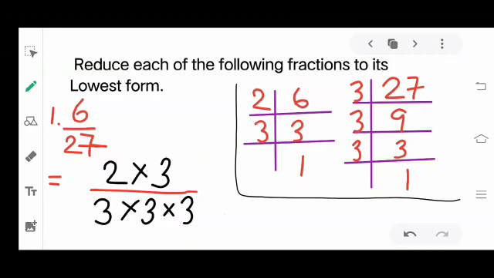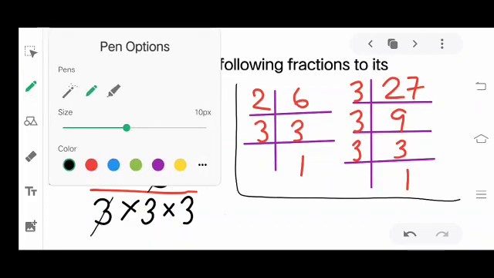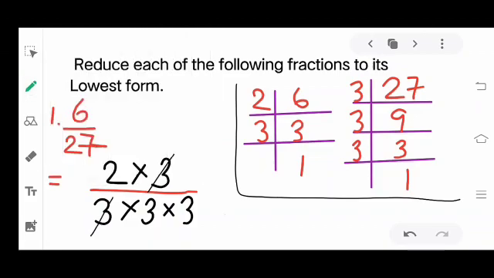So now we are doing the cancellation process. 3, 3. So the numbers that are left: in the upper side there is 2, and in the lower side, that means the denominator, 3 3s are 9. So our final answer is 2 upon 9. It is very easy for you.